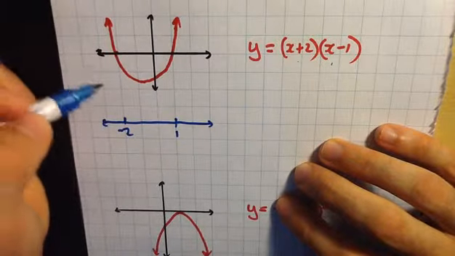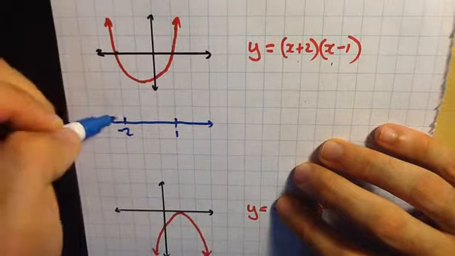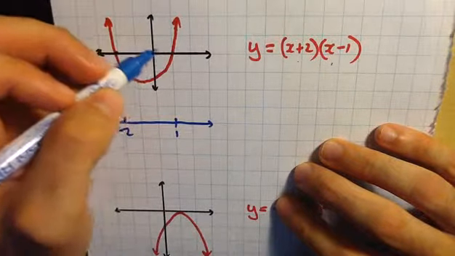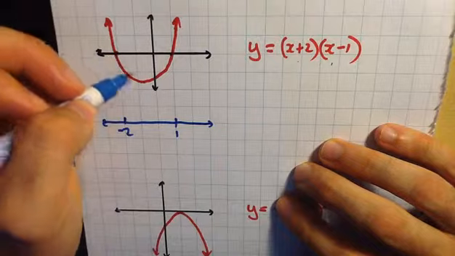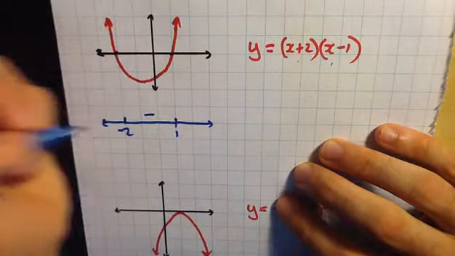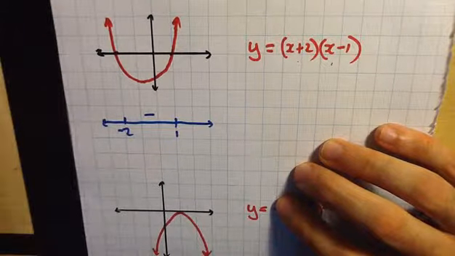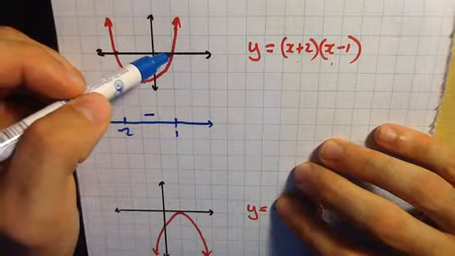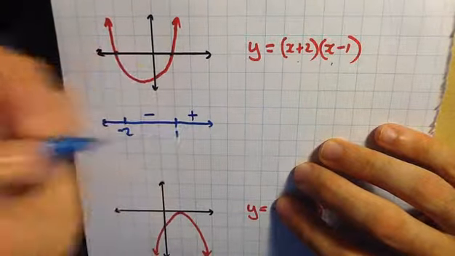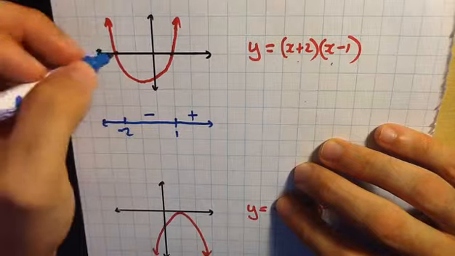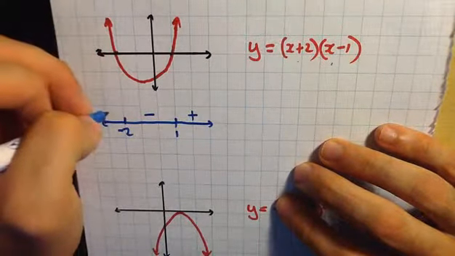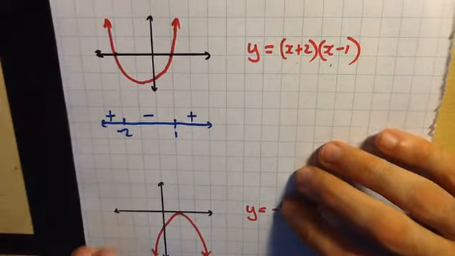I go, okay, how's the function behaving about these critical values? So for instance, between -2 and 1, this function is below the x-axis, isn't it? Therefore, we put a negative sign there because it's below the x-axis. After x equals 1, the function goes to being above the axis, so it's a positive sign here. But less than -2, the function is also above the x-axis, so it goes to a positive sign here.